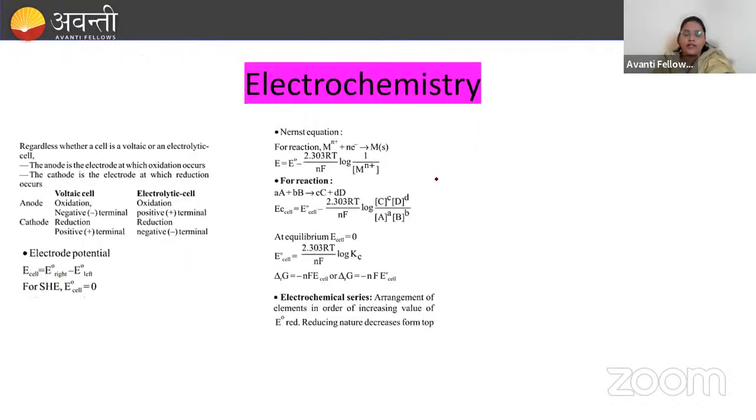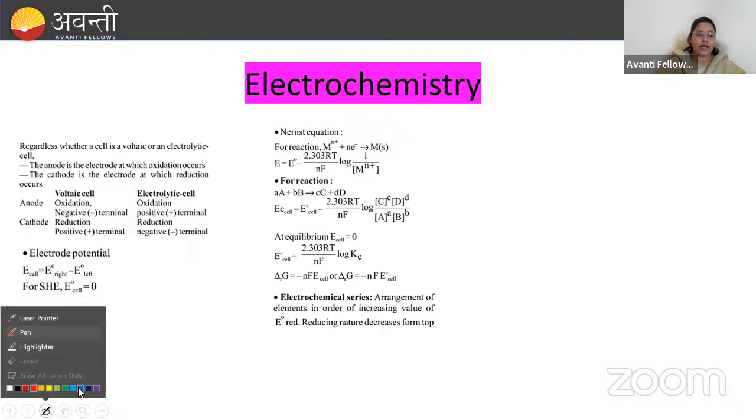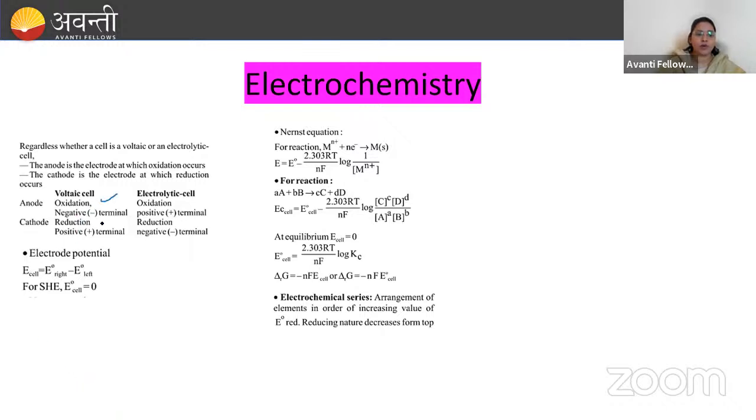Next topic for us is electrochemistry. So you know, in electrochemistry there are different kinds of cell we study, right? Voltaic cell, electrolytic cell. So what is voltaic cell? At anode oxidation takes place, and at cathode what happens? Reduction takes place. Positive terminal, negative terminal. Okay, electrolytic cell, oxidation at positive terminal, reduction at negative terminal.